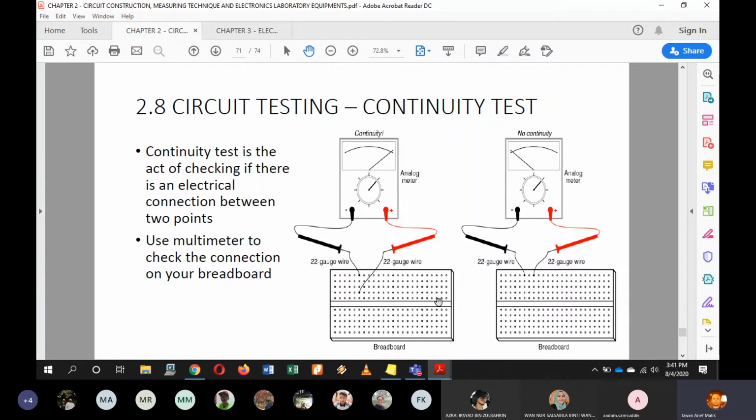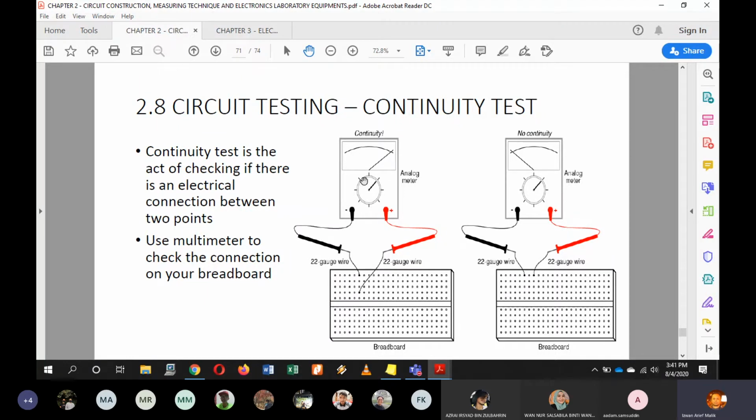For continuity test of your breadboard, to check either your breadboard connectivity is still working. Maksudnya tak rosak, okay, tak putus connection dia. So it is the art of checking if there is an electrical connection between 2 points. So we have to use the multimeter to check the connection on your breadboard.